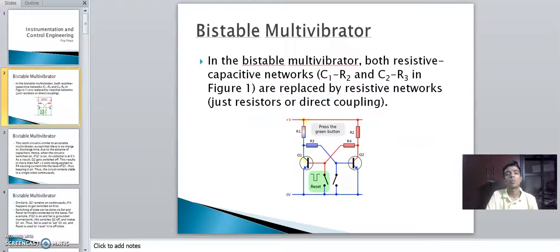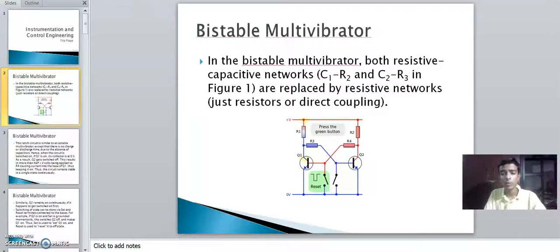So, I'd like to give a small introduction on a bistable multivibrator. So, what is a bistable multivibrator? In the bistable multivibrator, both resistive and capacitive networks C1R2 and C2R3 in figure 1. As you can see in the figure, R1, R3 and R2, R4 are resistors, whereas the Q1 and Q2 are transistors, and the red and blue junctions, they are switches connected with black lines.